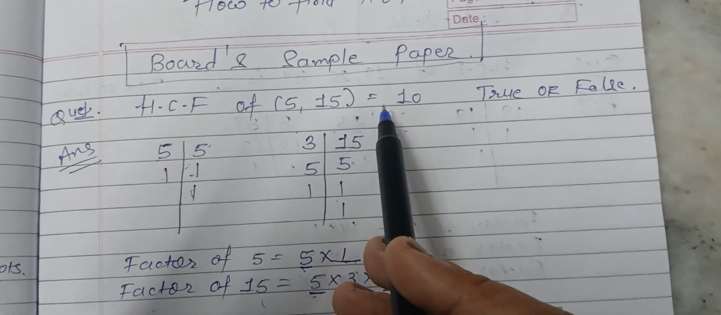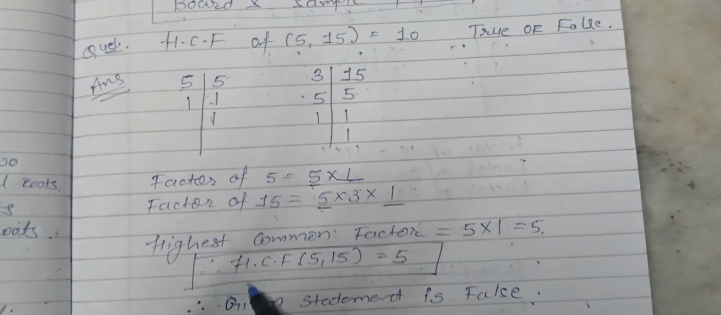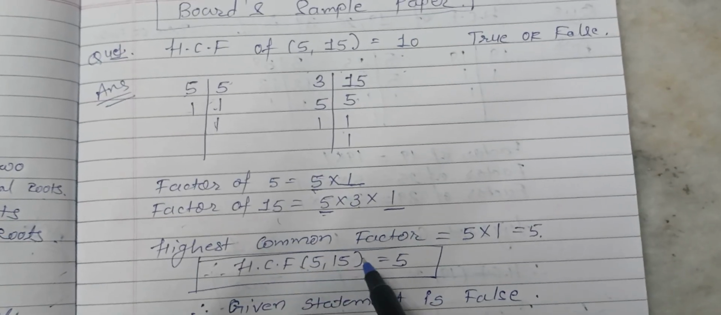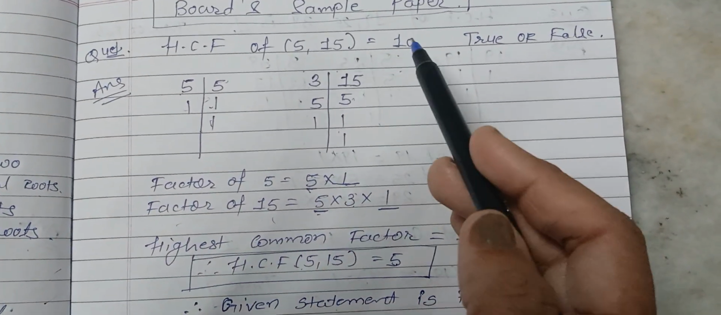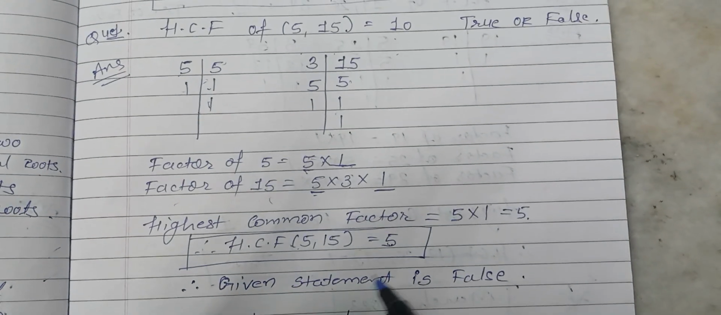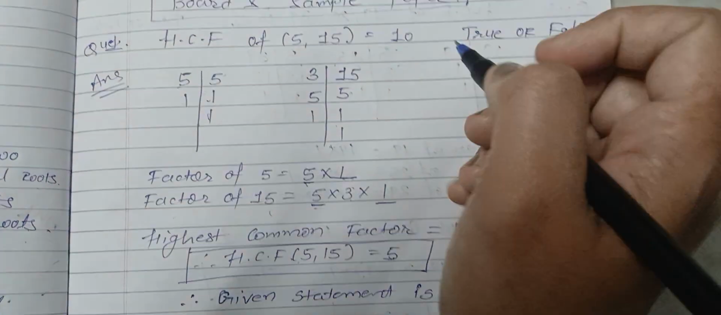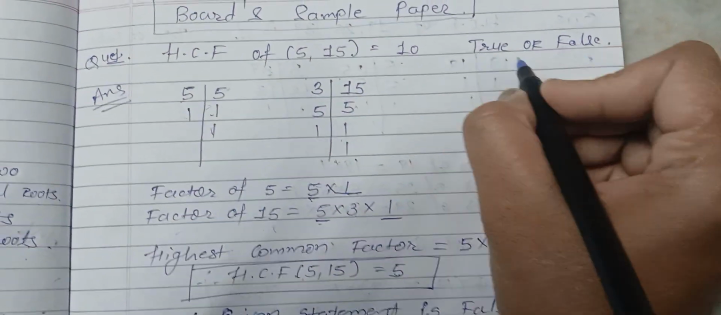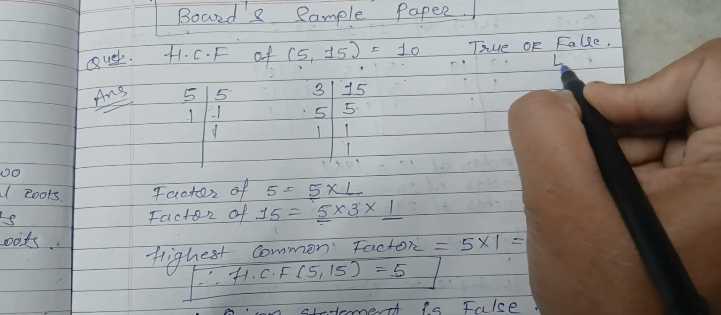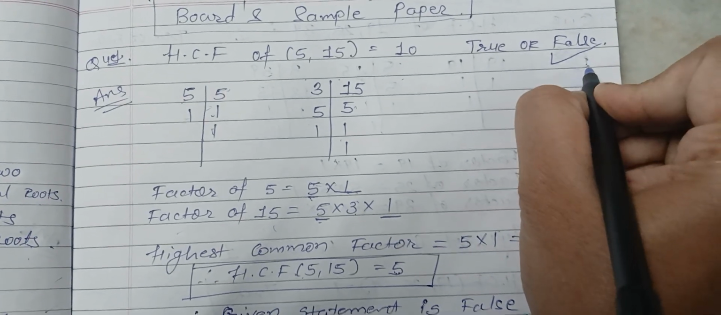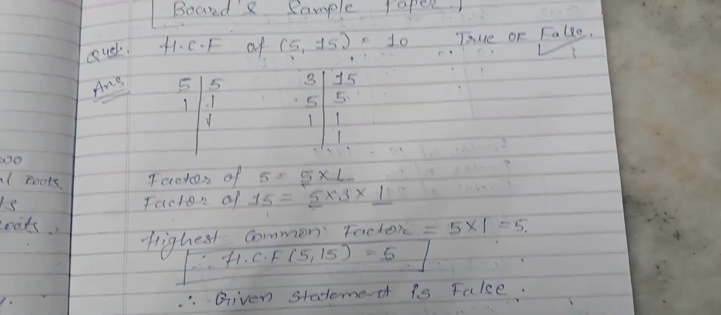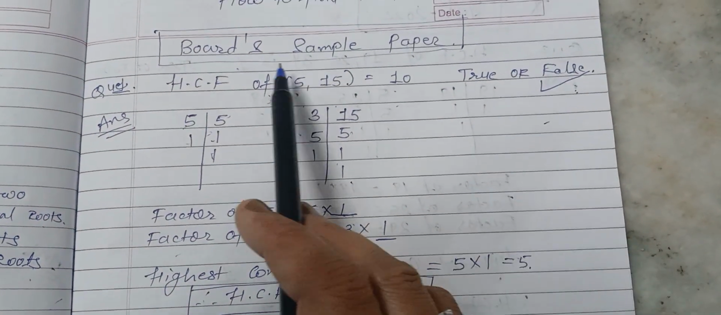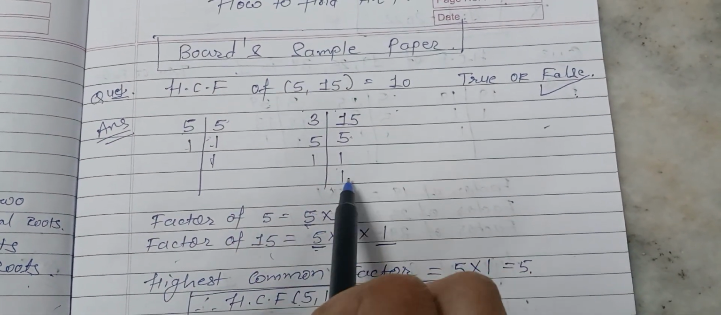But the answer we got is that the highest common factor of 5 and 15 is equal to 5. Therefore, the given statement is contradicting. So the given statement is false. You can directly mark that this statement is false. This should be your answer. Okay, now we will see another example. This example is a sample paper example.